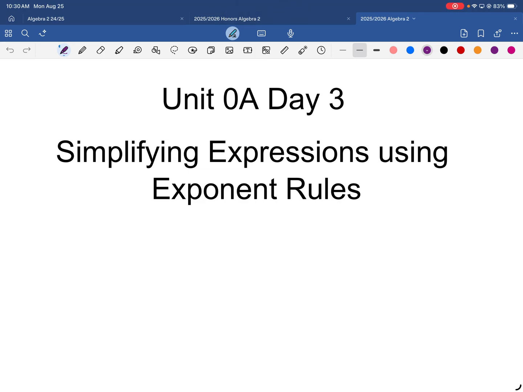Today we're going to work on simplifying expressions, which we've been doing the last few days. We did it with the distributive property the first day, and then the second day we used multiplying binomials, so FOIL. Today we're going to simplify expressions using exponent rules. We're going to spend a couple days on this.